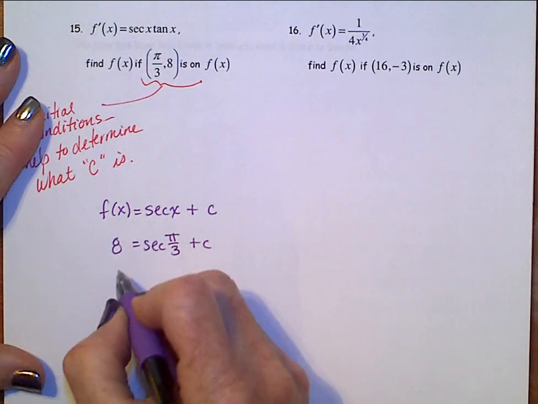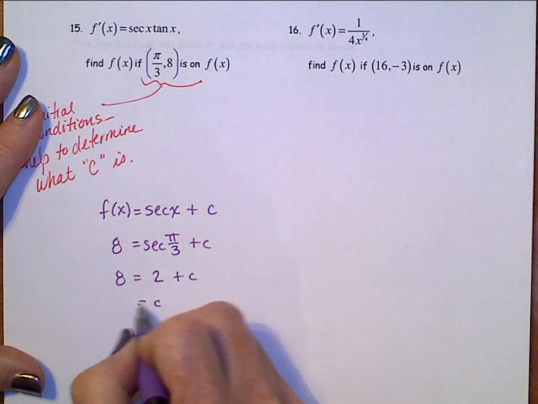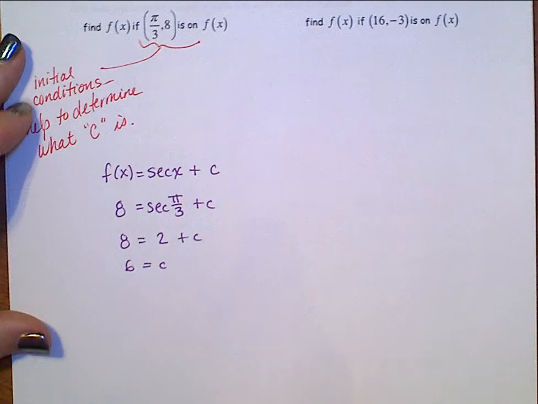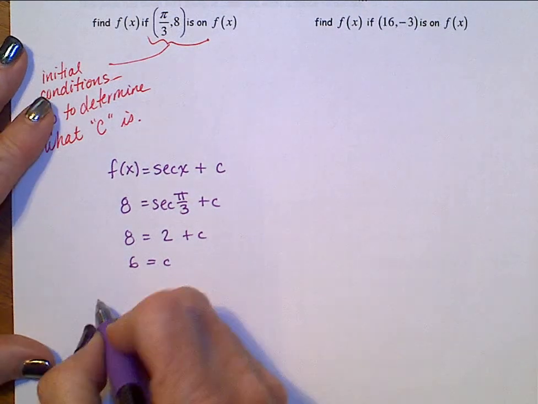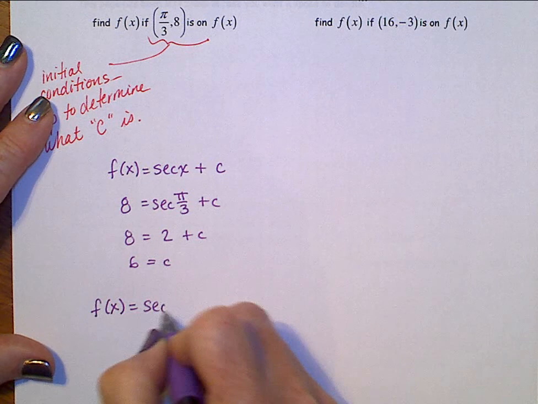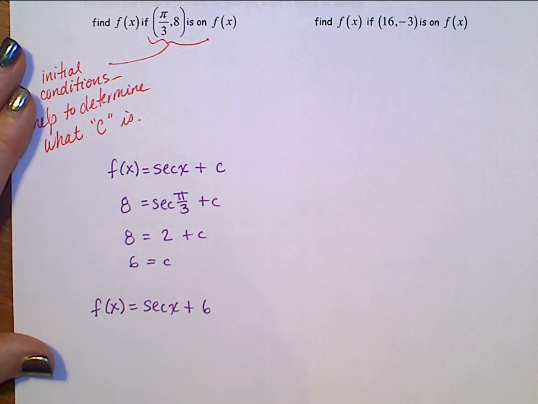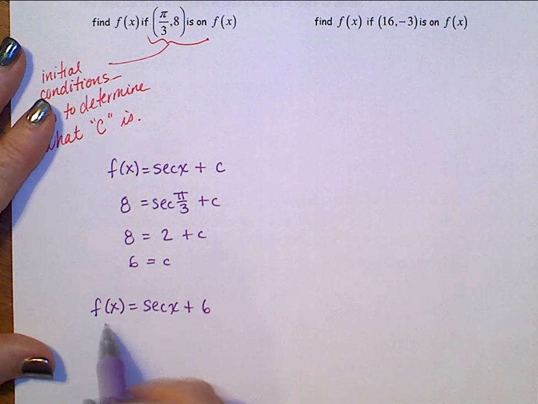Secant of pi over 3 is 2, so c is 6, which means then that f of x is secant x plus 6. And that's it. There's the function.